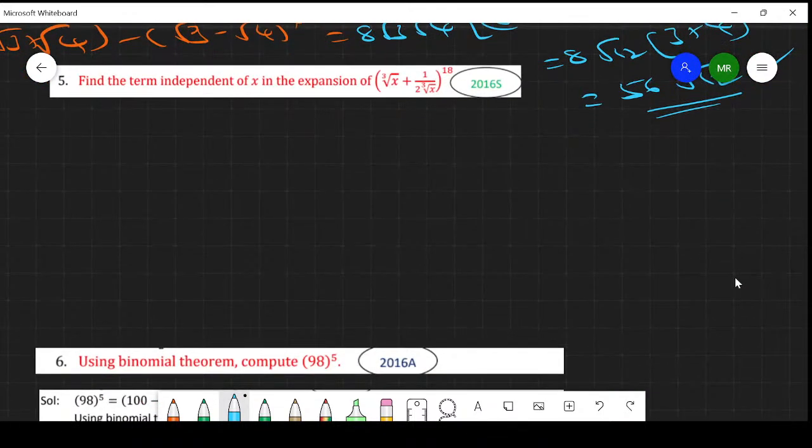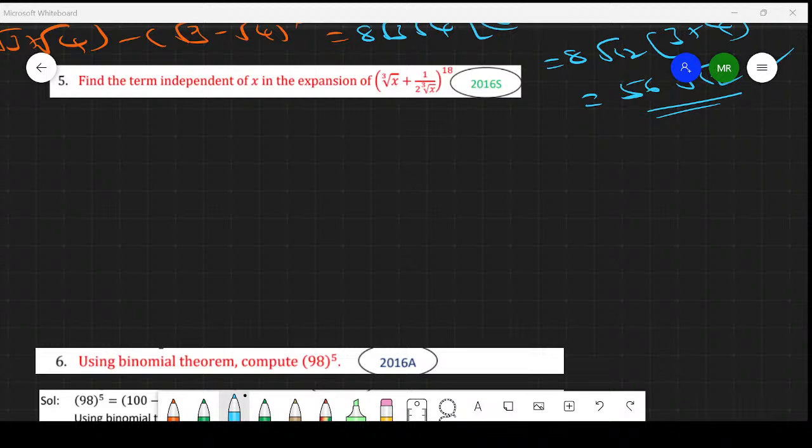Now find the term independent of x. Find the term independent of x in the expansion of cube root of x plus 1 by 2 into cube root of x whole power 18. They are asking, find the term independent of x. So these are the problems they are asking in the PUC exam. In PU exam they are asking this type of problems only.